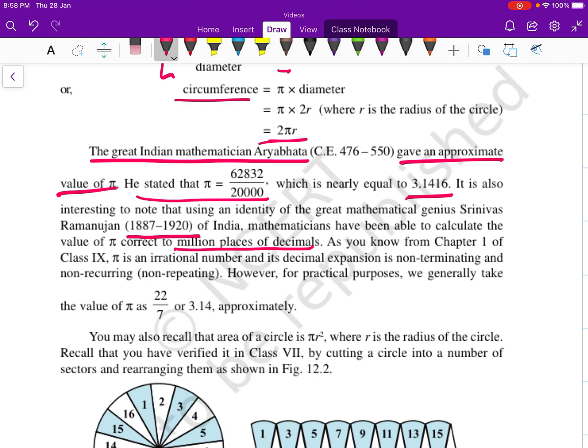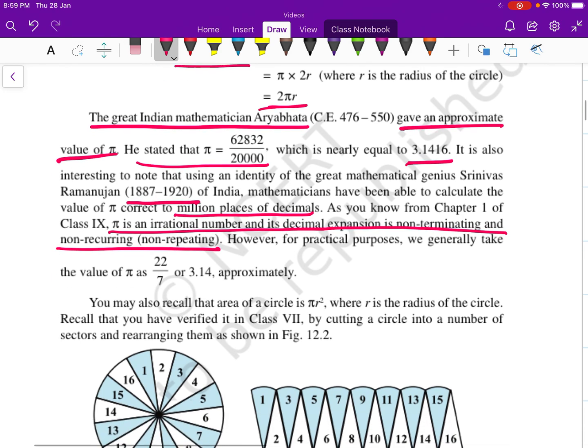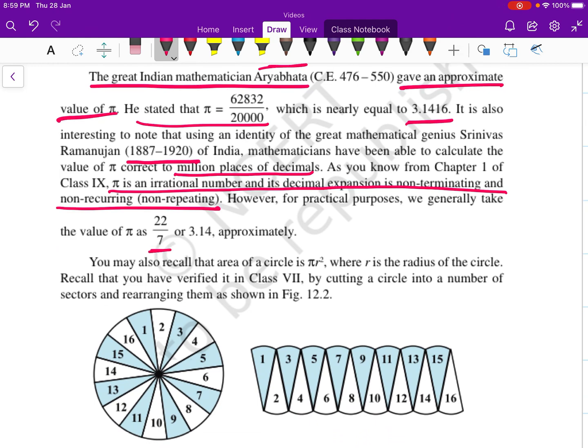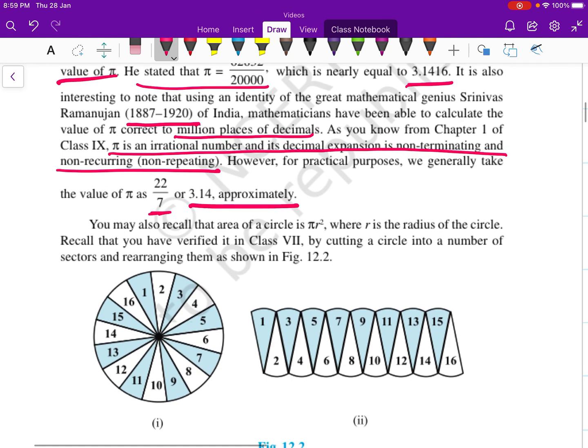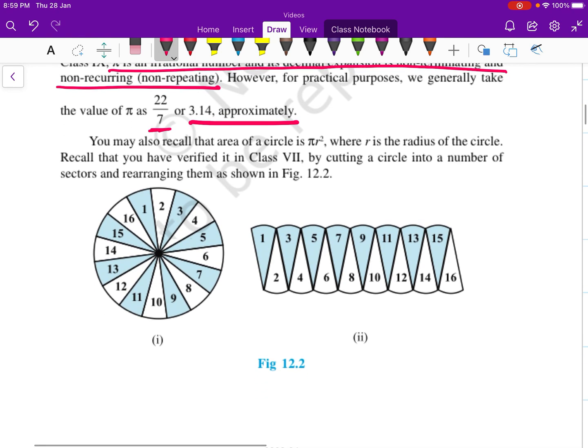As you know from chapter 1 of class 9, pi is an irrational number and its decimal expansion is non-terminating and non-recurring. However, for practical purposes, we generally take the value of pi as 22 upon 7 or 3.14 approximately. So, we may also recall the area of a circle is pi r square, where r is the radius of the circle.